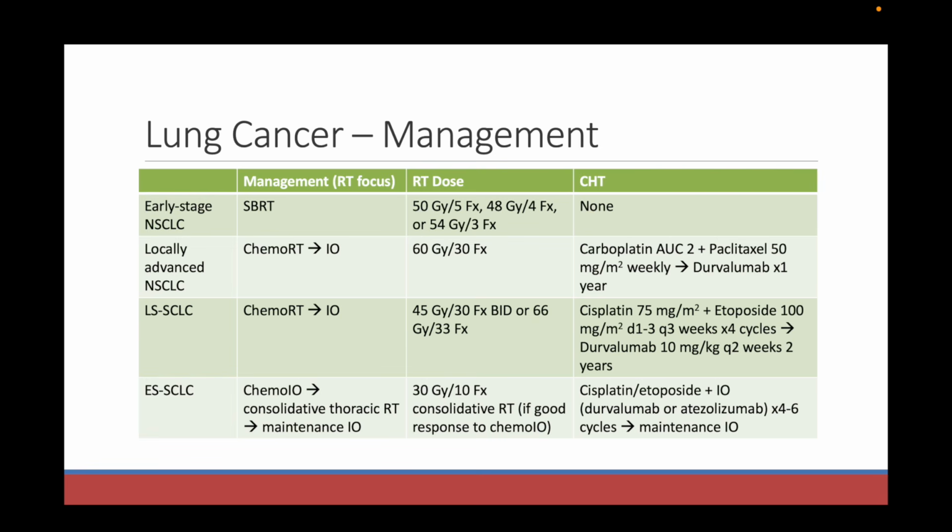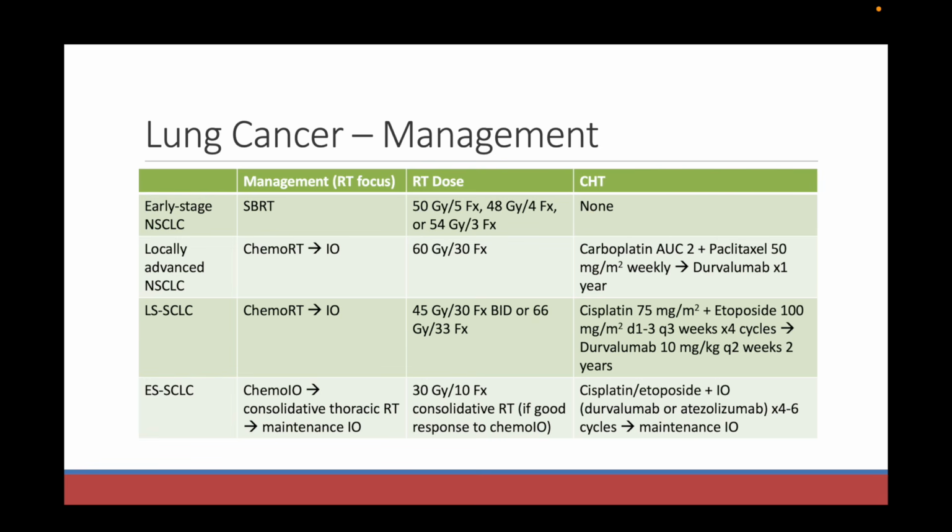The concurrent chemo that we give for small cell is cisplatin etoposide. So the dose is cisplatin 75 milligram per meter squared plus etoposide 100 milligram per meter squared. That's given every 3 weeks, and it's given for 4 cycles. After they complete their chemoradiation, they will then get adjuvant durvalumab, just like with non-small cell lung cancer. So the adjuvant durvalumab duration for non-small cell lung cancer is 1 year, and for small cell lung cancer, it's 2 years.